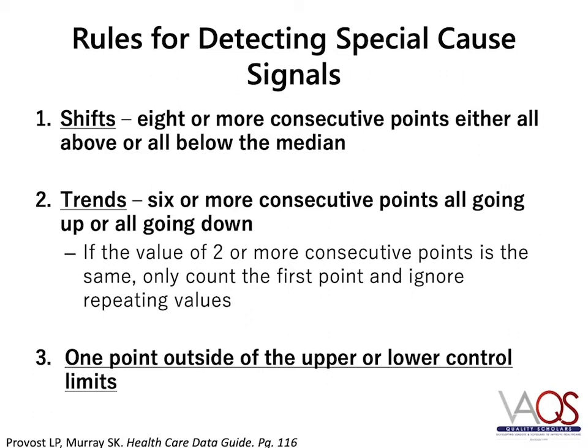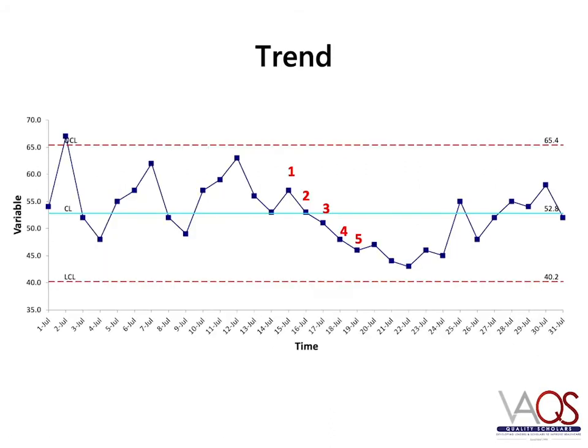This is different from run charts, in which only 5 or more consecutive increasing or decreasing points is needed for special cause variation. When there are 2 or more consecutive points that are the same value, remember that only the first point is counted towards the trend, and the repeating values are not counted.